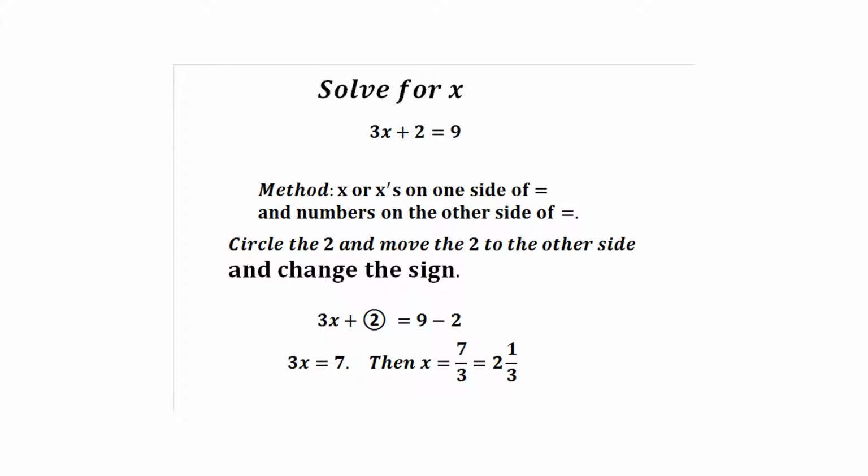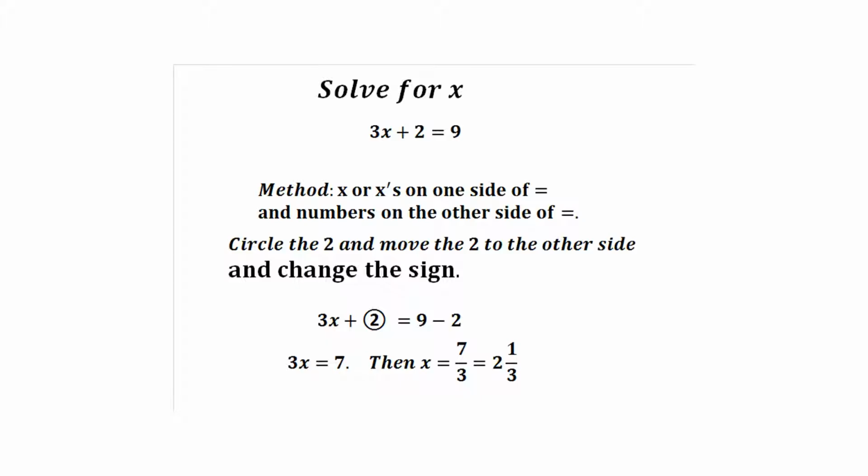In this equation, 3x plus 2 equals 9. The general method. Get the x's on one side of equal and the numbers on the other side of equal. In this particular case, we'll move the numbers to the right-hand side. Circle the 2 and move the 2 to the other side and change the sign. As we see below, 3x plus this 2 is circled. It's moved to the other side. It is now negative 2 on the right-hand side. Could have written 9 and below it negative 2. This leaves 7 on the right-hand side.